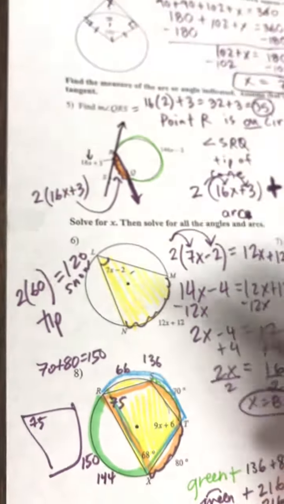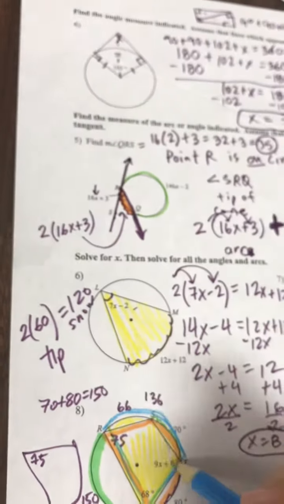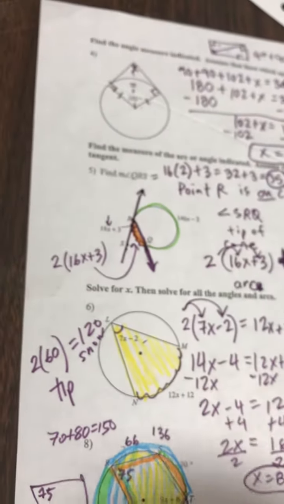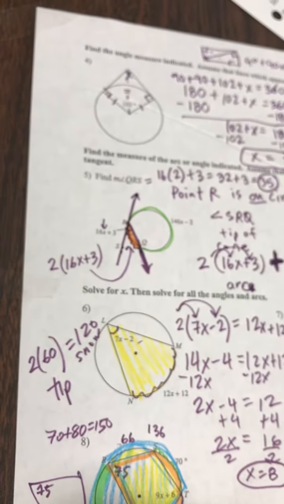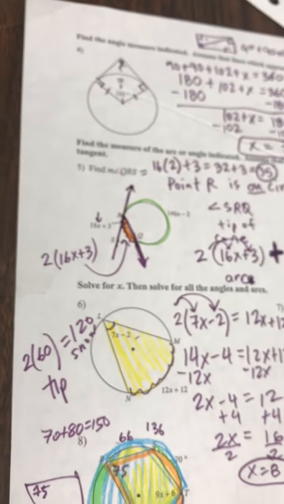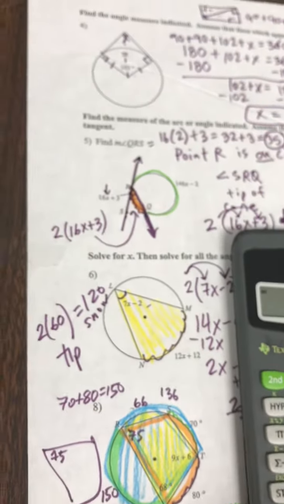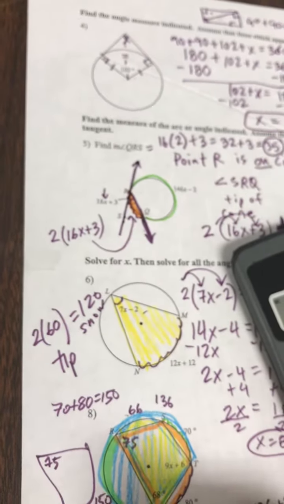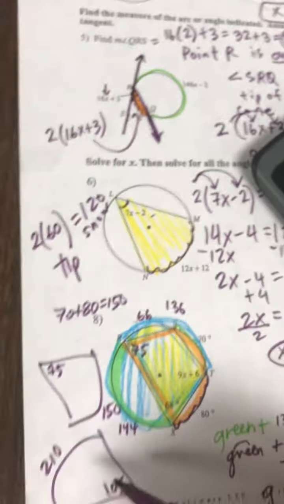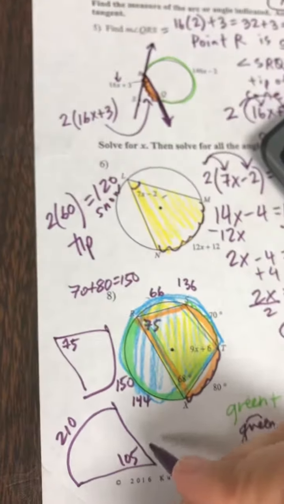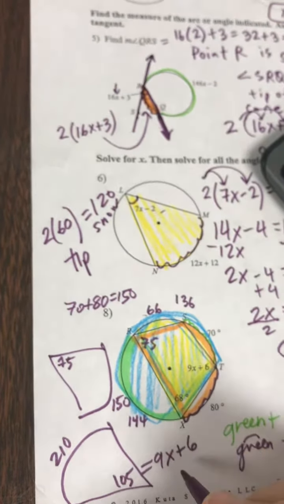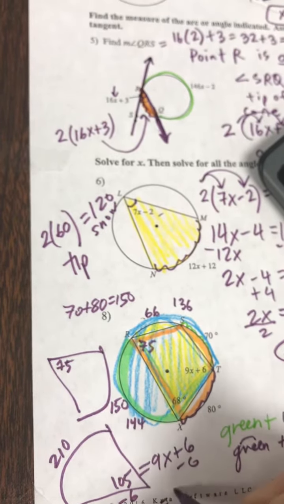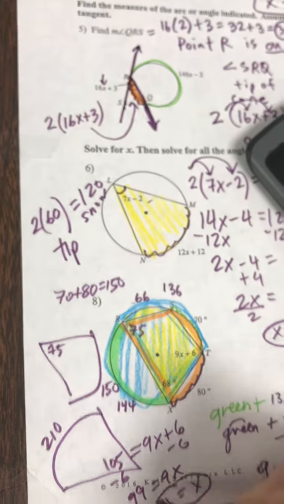Now, oh boy. If I look at this snow cone, right here, this snow cone, I'm going to draw it over here, is 144 plus 66. $210, which means this has to be 105. Set 105 equal to 9x plus 6 and solve for x. X is 11. Thanks for joining us.